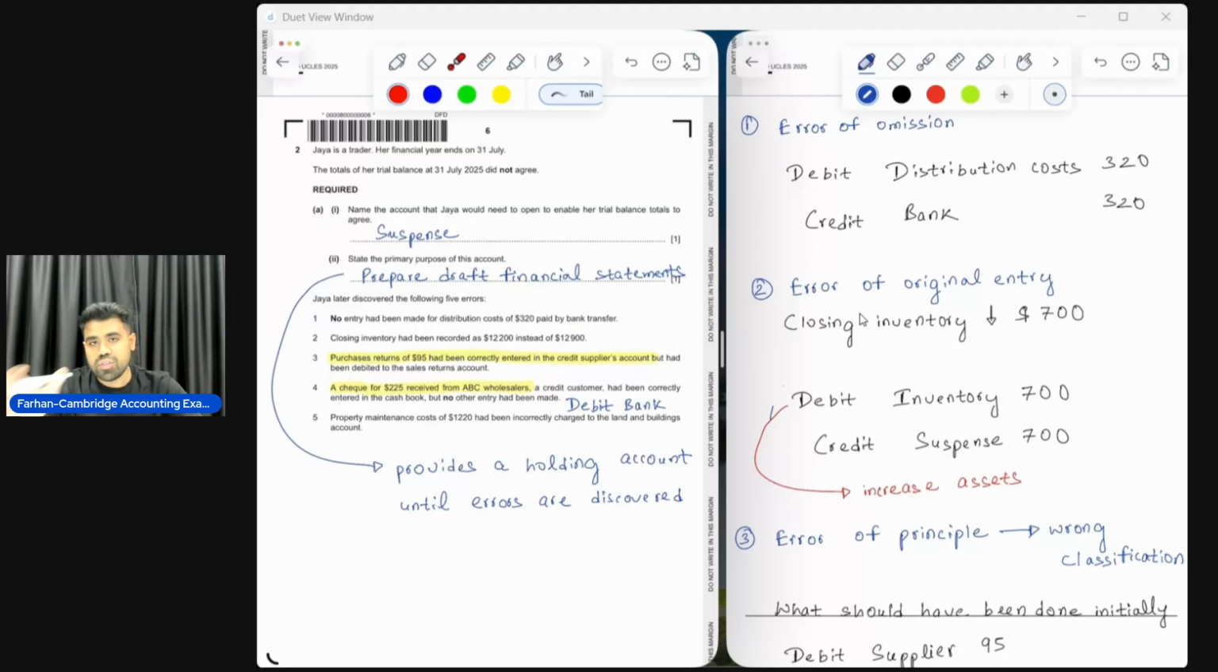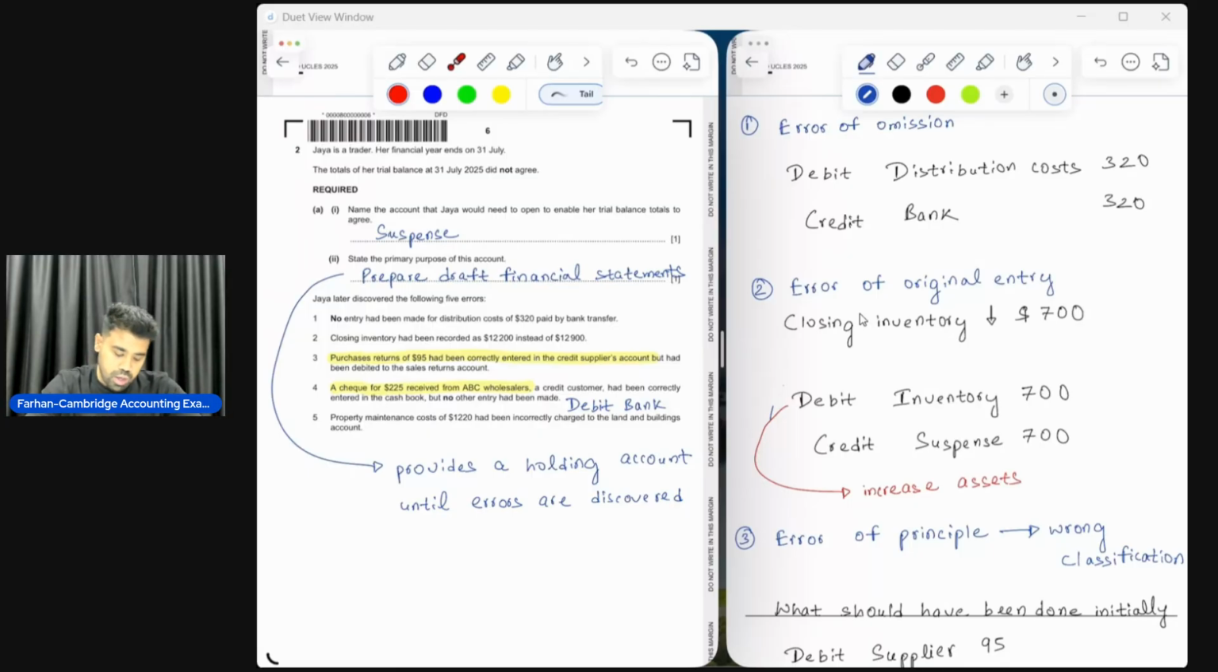Now, this suspense account, as we have already talked about, serves as a holding account until you discover all those errors which the trial balance can't track by itself. And another purpose for the suspense account is also to allow you to prepare the unadjusted or draft financial statements, because as a business owner or as an accountant, you would be interested in the ongoing position of the business, so it can help you make your decisions better for the next financial period.